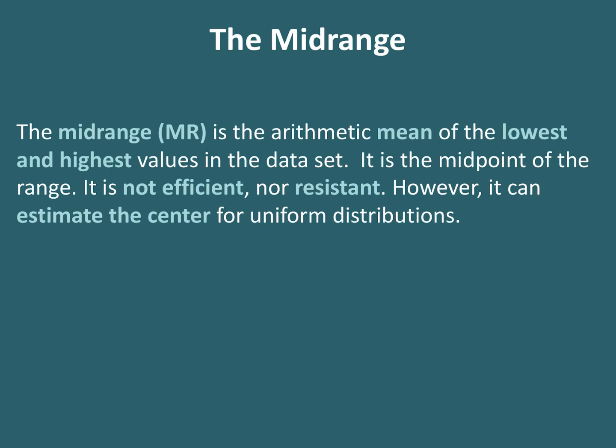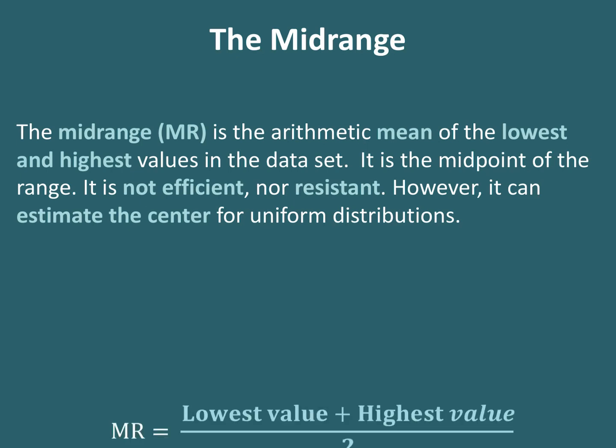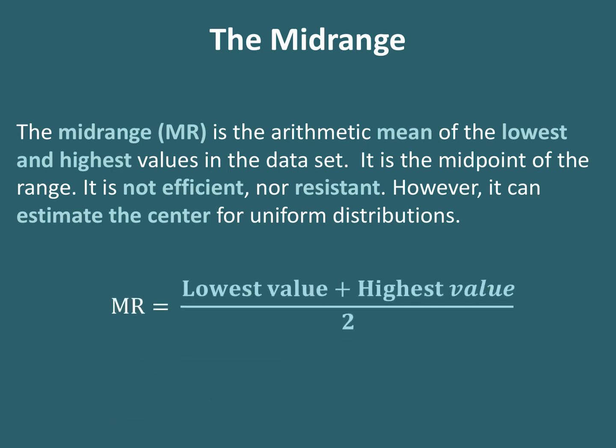Now, midrange. The midrange is the arithmetic mean of the lowest and highest values in the dataset. It is the midpoint of the range. It is not efficient nor resistant. However, it can estimate the center for uniform distributions. The formula for midrange is as follows. The highest value plus the lowest value, all divided by 2.